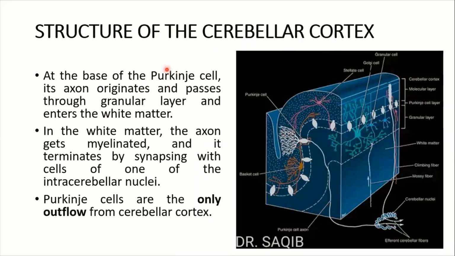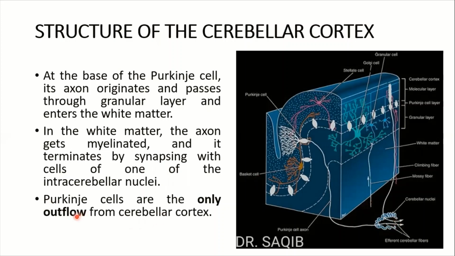Structure of the cerebellar cortex continues. At the base of the Purkinje cell, its axon originates and passes through the granular layer and enters the white matter. Here you see, this is the axon originating. Here it goes, reaches here through the granular layer, and enters the white matter. In the white matter, it gets myelinated, and it terminates by synapsing with cells of one of the intracerebellar nuclei. These are the intracerebellar nuclei.